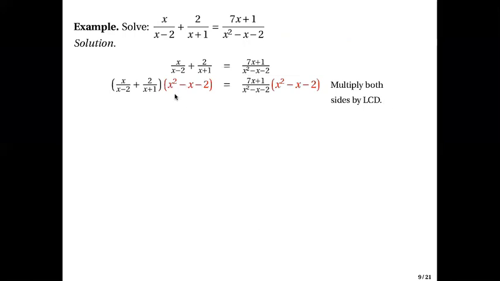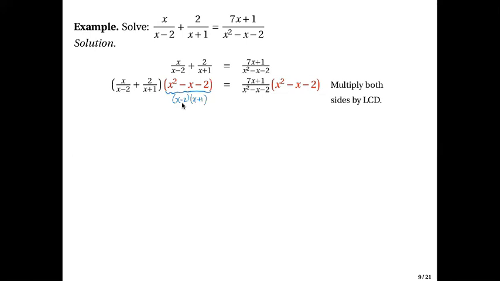So that's your LCD, x squared minus x minus 2. So we multiply this expression on the left-hand side, and we multiply this expression on the right-hand side. And again, this guy here is just x minus 2 times x plus 1. So if we distribute this into this, x minus 2 will be cancelled for the first term, so you will only have x times x plus 1. And then for the second term, the x plus 1 will be cancelled, so you will only have 2 times x minus 2.